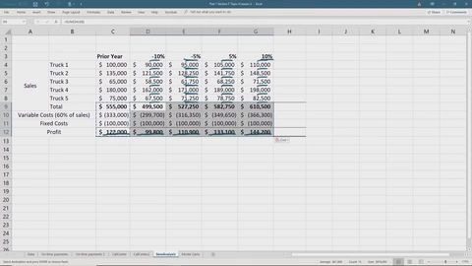So we can see what the profit will be under all these various assumptions, right? If we believe that sales can decrease or increase by 10%, we can expect that our profit is going to be somewhere between $99,800 and $144,200.